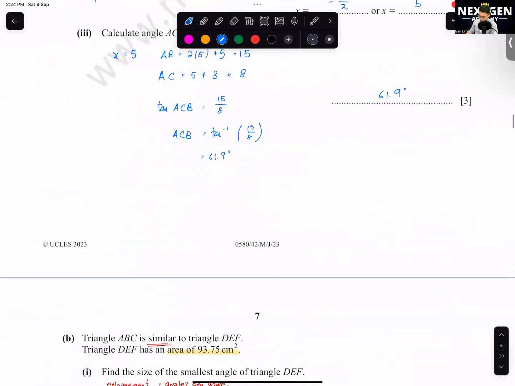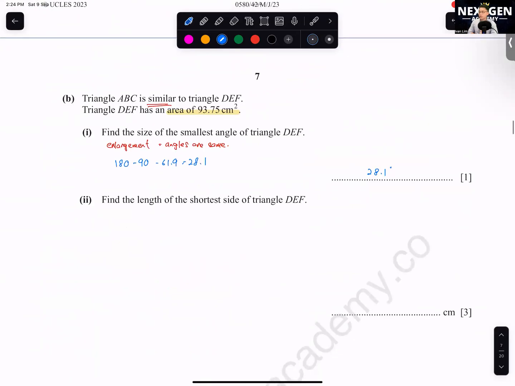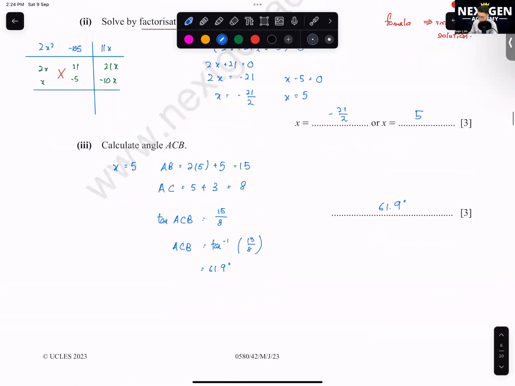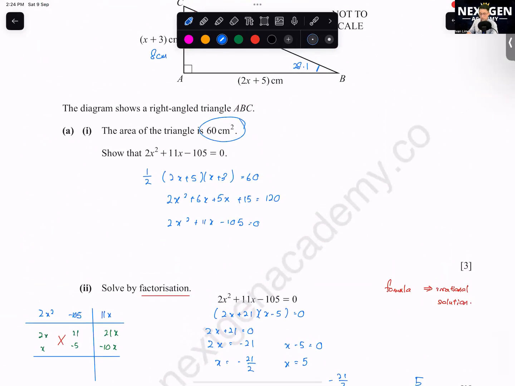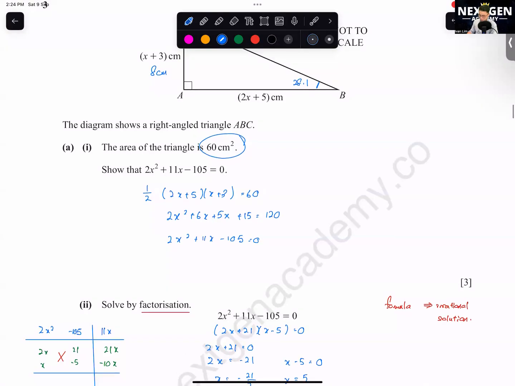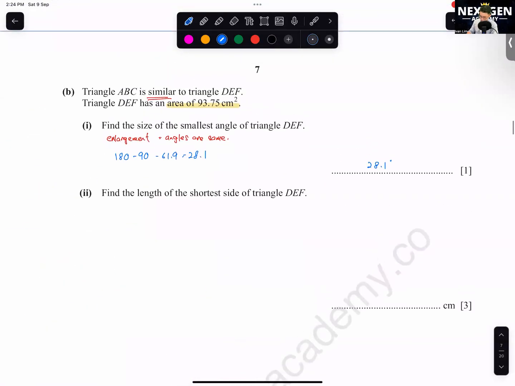Okay, so what do we want to find? They say find the length of the shortest side DF. Did we find the area of the triangle already? They gave us here, right? Area of the triangle ABC is equals to 60. Area of the triangle DEF, which is the one that is enlarged, is 93.75 cm squared. Okay, we are doing the concept of similarity over here.